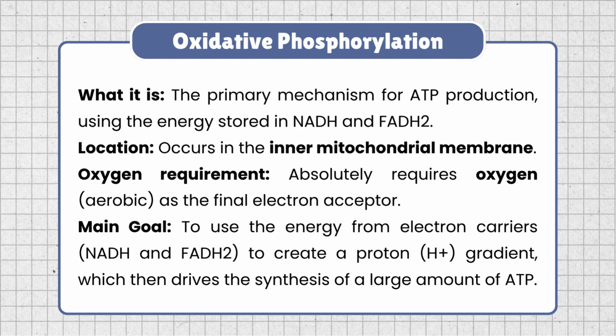The main goal of the stage is to take the energy from NADH and FADH2 to establish a high concentration of protons, or a hydrogen gradient. This gradient then powers an enzyme to synthesize the largest amount of ATP we see in cellular respiration.